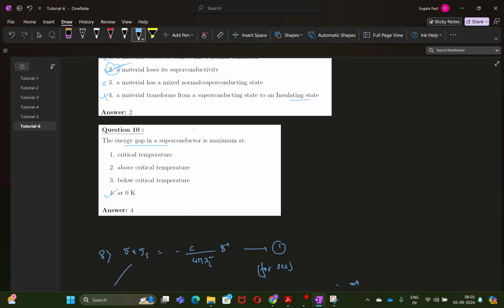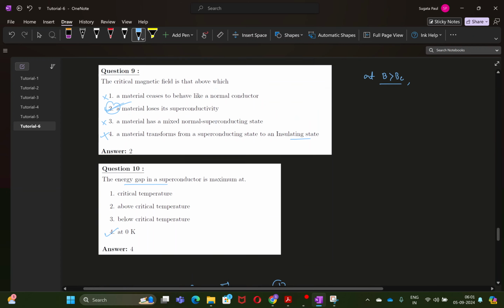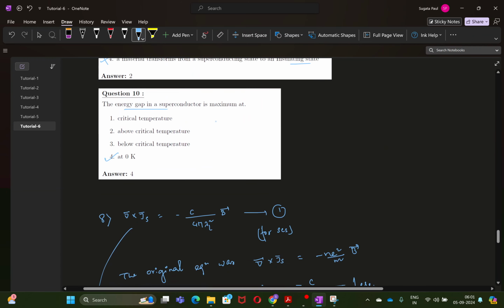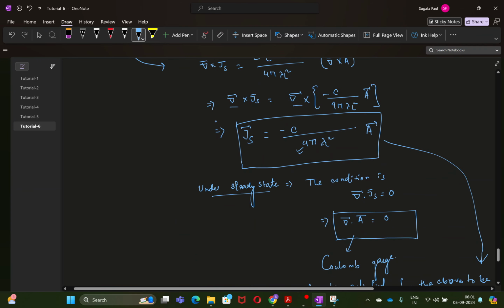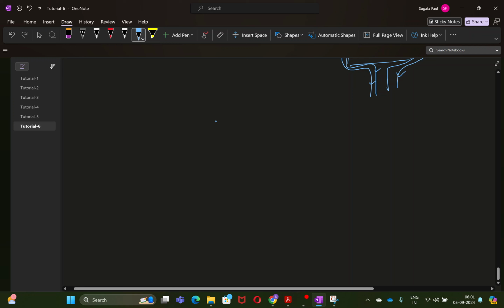So the only temperature where the superconductivity is the strongest or most dominant is the lowest temperature possible, which is 0 Kelvin, and that is the temperature at which the maximum value of the energy gap is possible, because then it is deep inside the superconducting state. That is why its gap value will also be maximum. So these are the 10 questions that are given in the assignment of this tutorial 6.